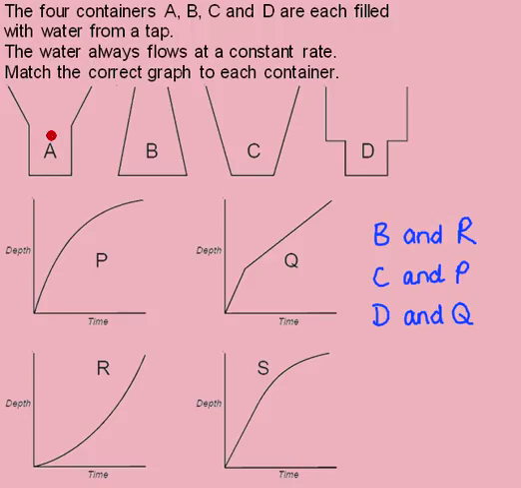Finally, A must match S, but I want to check it before I write that down. It should fill at a constant rate for the first part, so the graph should have a straight line for the first part. Then it will have a curve for the second part, like this here. So we have A and S. Now I've matched all the containers to the graphs.